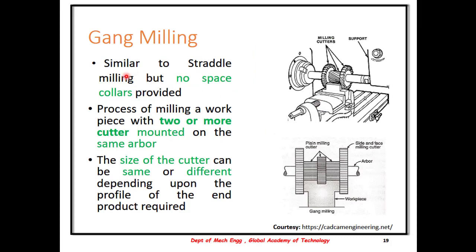Gang milling is very similar to straddle milling, but there are no spacer collars provided. Instead of the spacer collars, there are additional cutters attached to the same arbor. The size of these individual cutters could be the same or it could be different depending on the profile of the product that is needed.